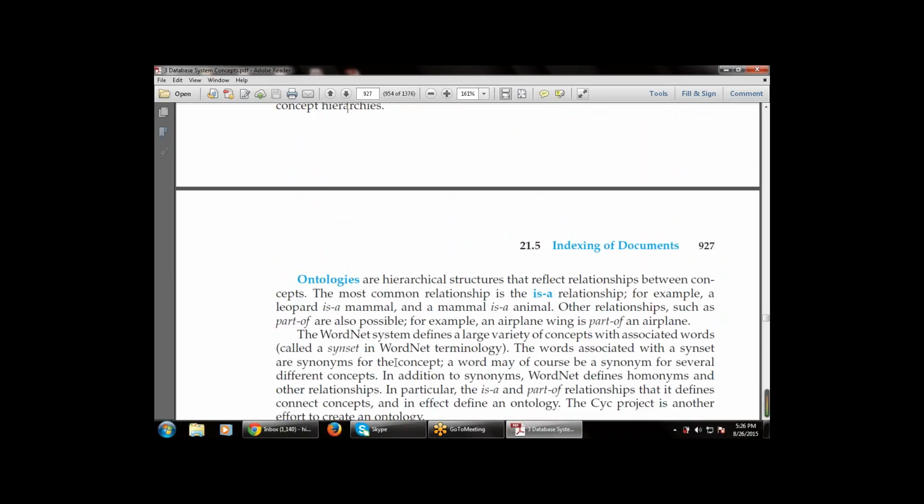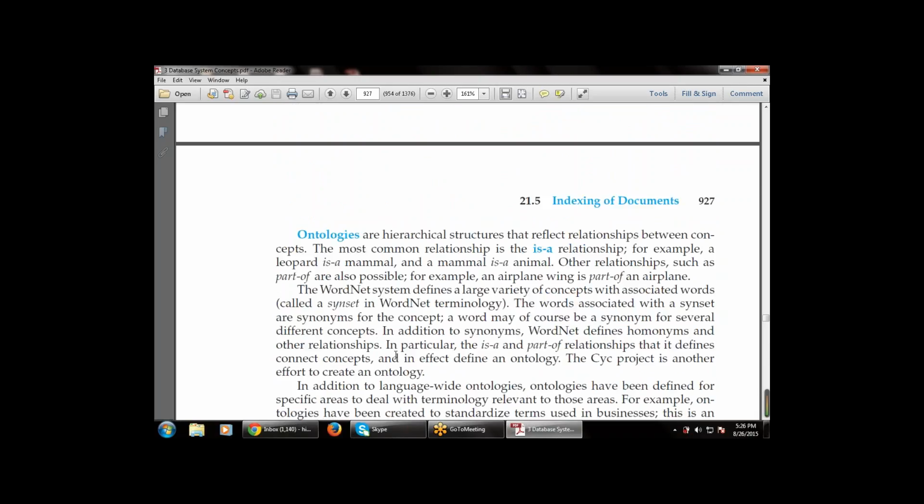Now, homonyms are single words that have different meanings. Synonyms are different words that have the same meaning, that is, similar words. Next are ontologies, which are hierarchical structures that reflect relationships between concepts.